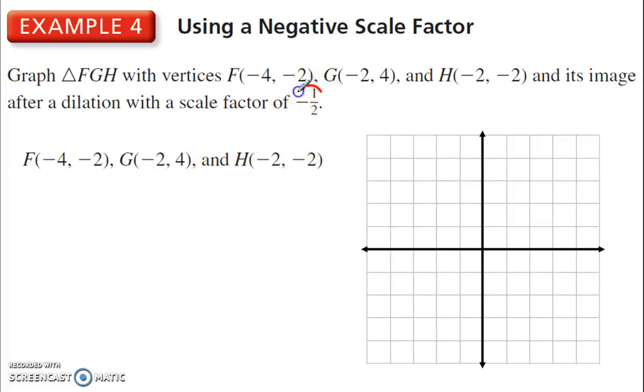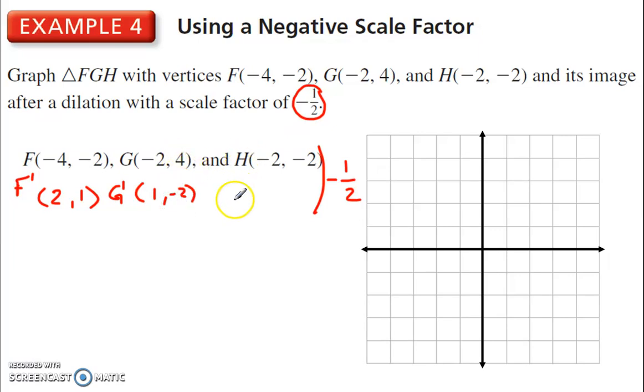Now we've got a negative fraction as our scale factor, so we're going to multiply all of these by negative 1/2. That gives me F prime of, these are both going to be positive, times a half means dividing by 2, so positive 2 and 1. G prime is positive 1, and this becomes negative 2. And then H prime, these are each going to be positive 1 and 1.